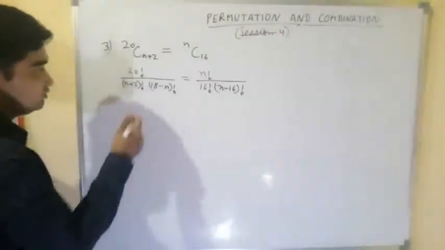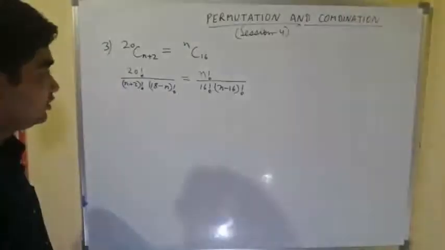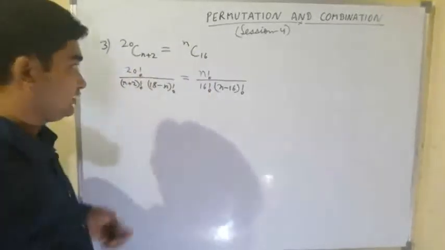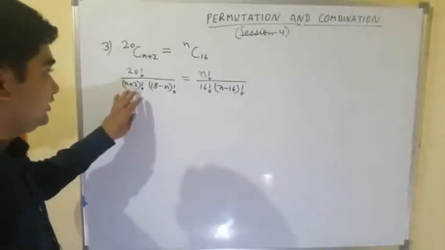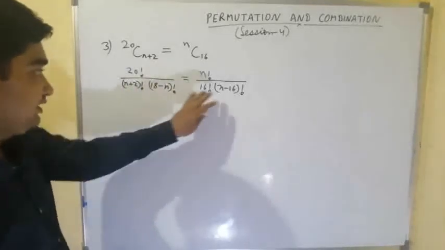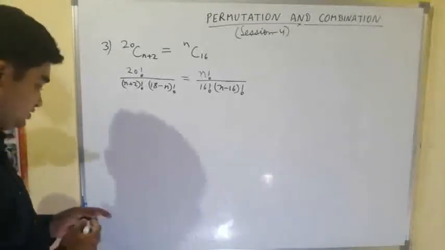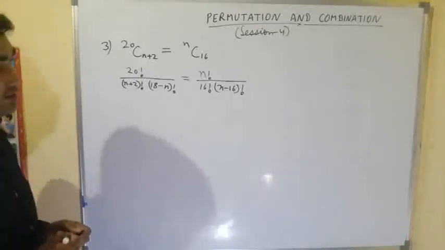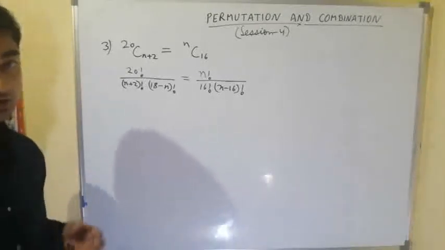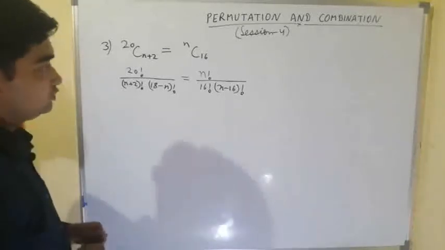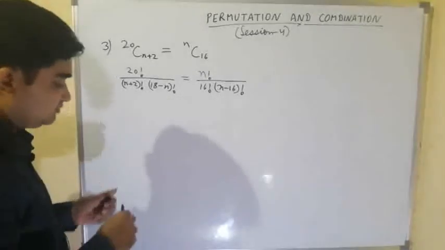Now we have to see whether we are able to cancel something or not. Clearly here we have 20 factorial, we have n factorial, we cannot cancel anything. In the denominator we have (n+2) factorial, here (n minus 16), here (18 minus n). So we are not in a position to cancel anything and solve this equation. It is an equation in terms of factorials and it is not possible to solve it like this. Then what we will do, we will apply some concept.